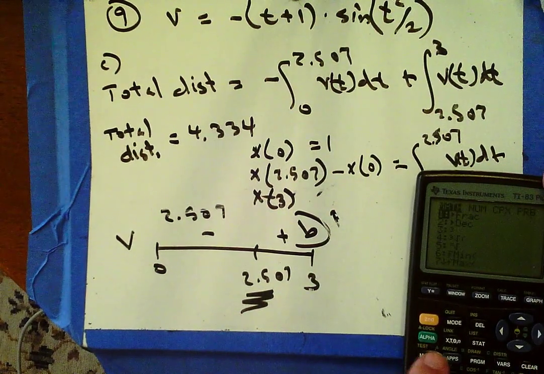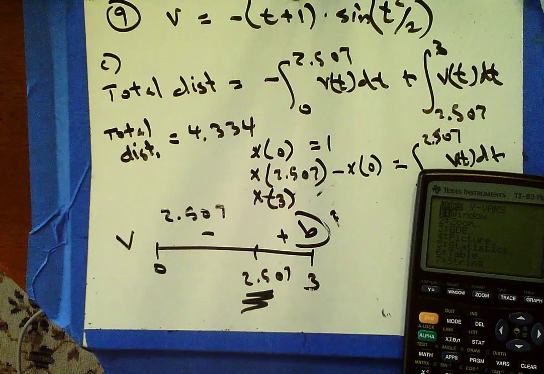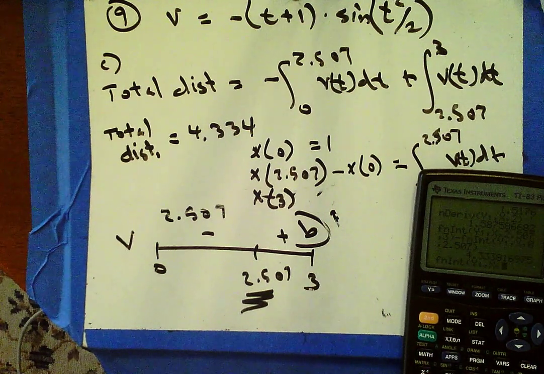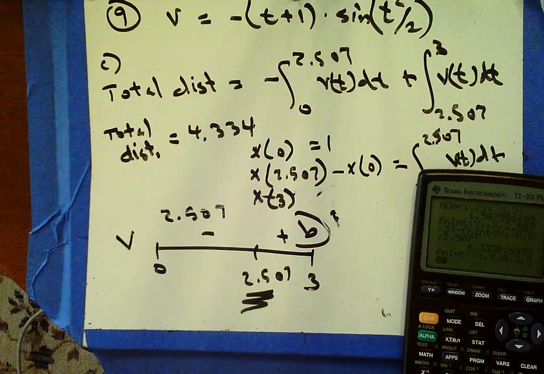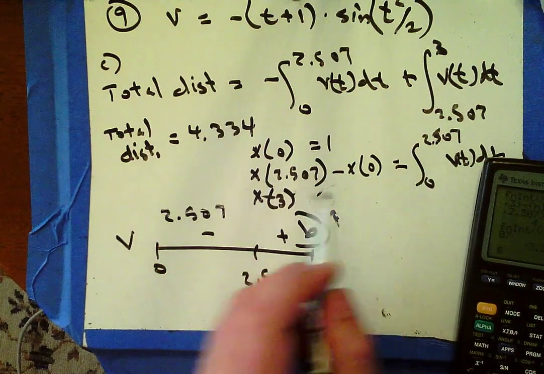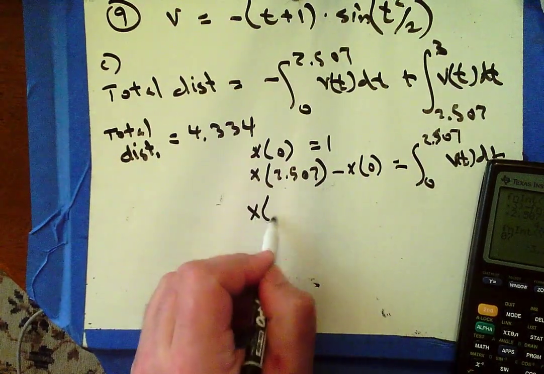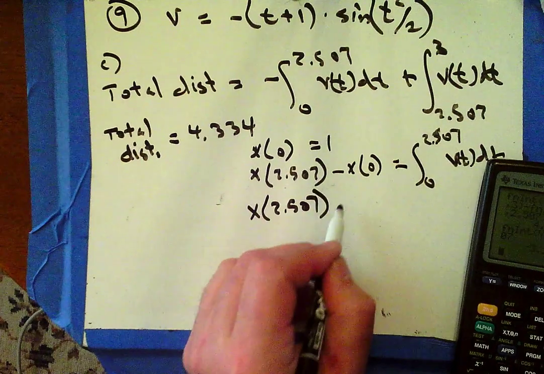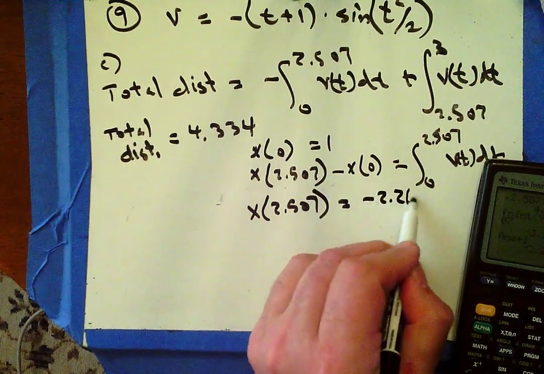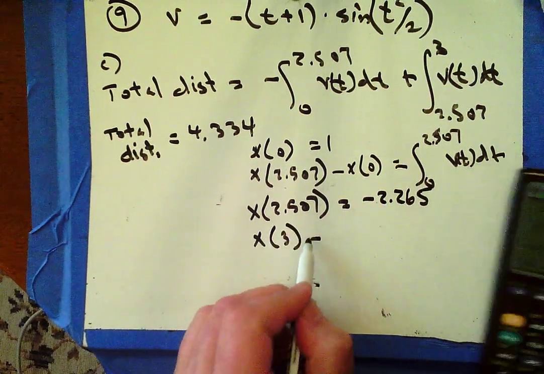Okay, so math, integrate y1, comma x, comma 0, comma 2.507. And don't forget to add 1 to that. So x of 2.507 equals negative 2.265.